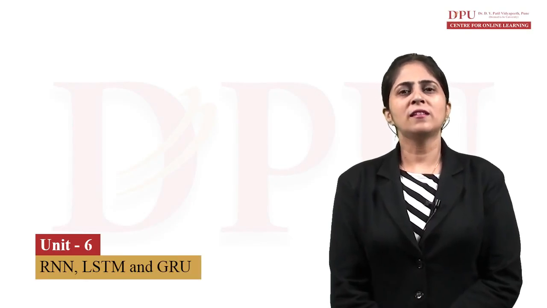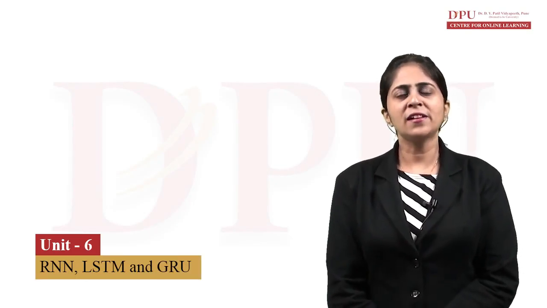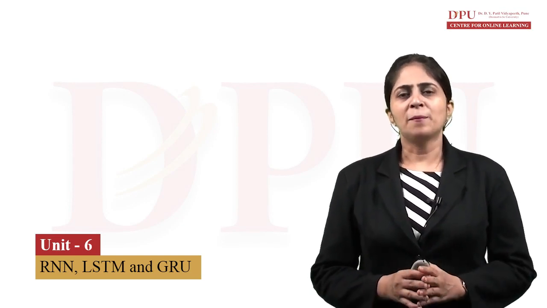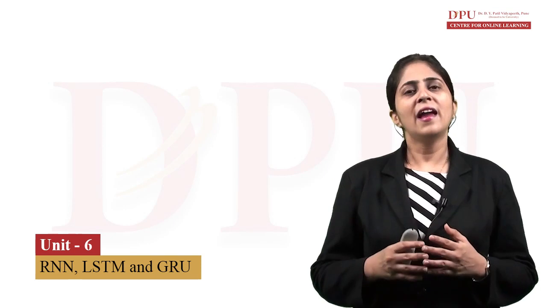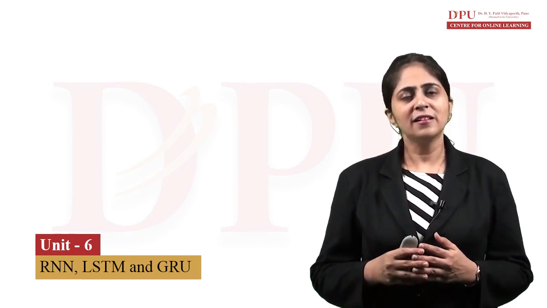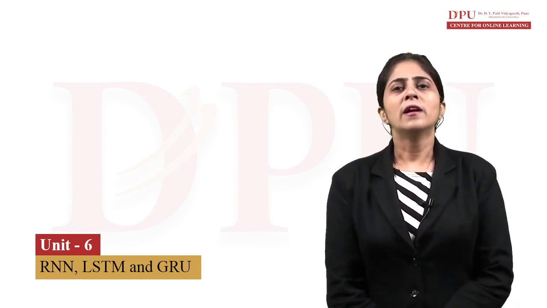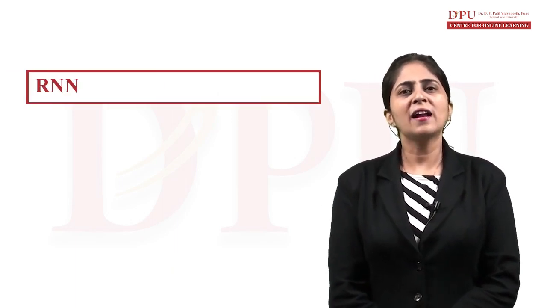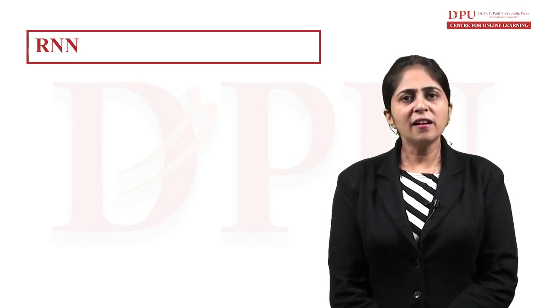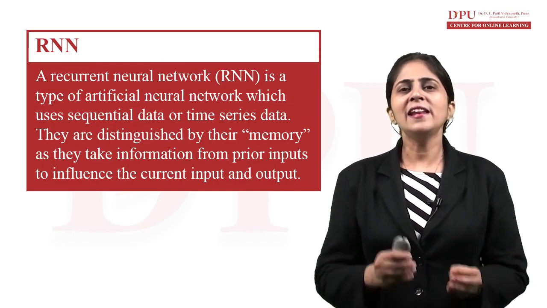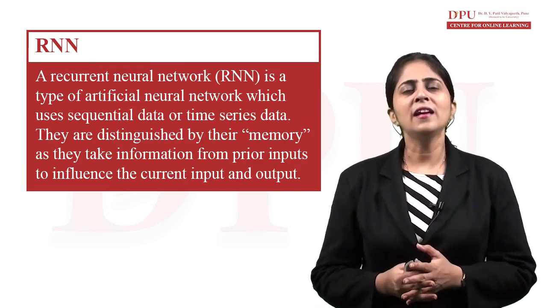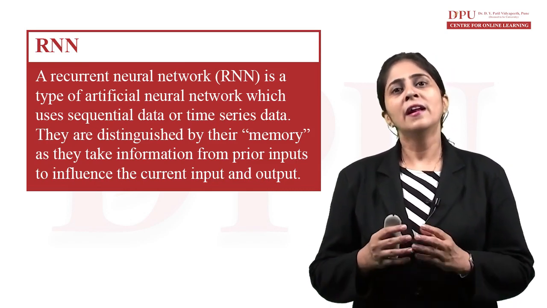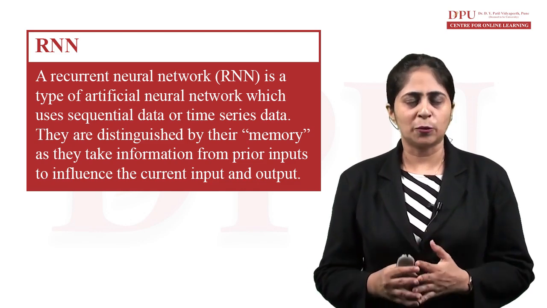We are beginning with Unit 6 of our subject Introduction to Deep Learning. This unit is about RNN, LSTM and GRU. So, let us begin with it. Our first topic in this unit is RNN. R stands for recurrent, NN as usual that we are studying, neural network. So, RNN stands for recurrent neural network.